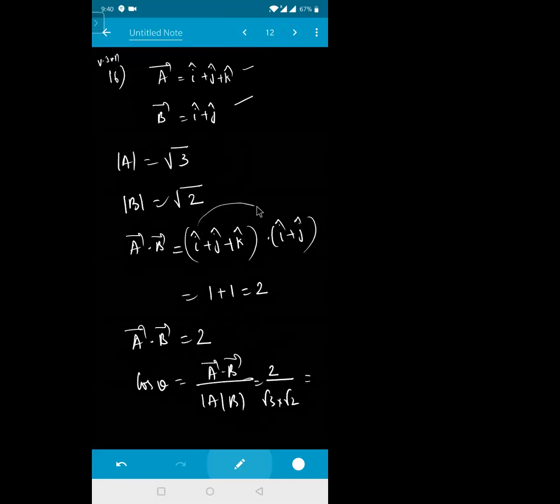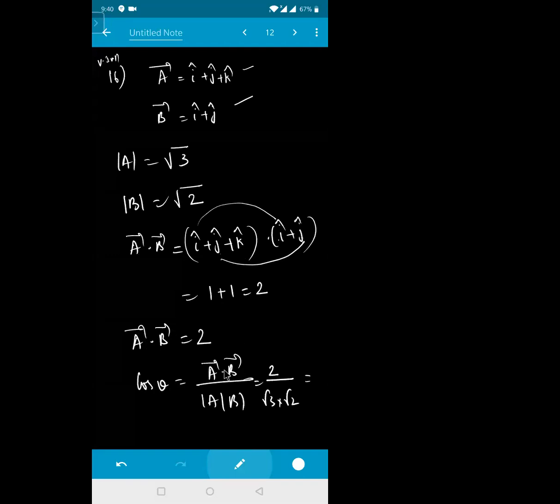Now see, i into i is 1. i into j will become 0. j into i will become 0. j into j will become 1. 1 plus 1 is 2. We don't have k in b, so we do not multiply that one. So a bar dot b bar is 2.